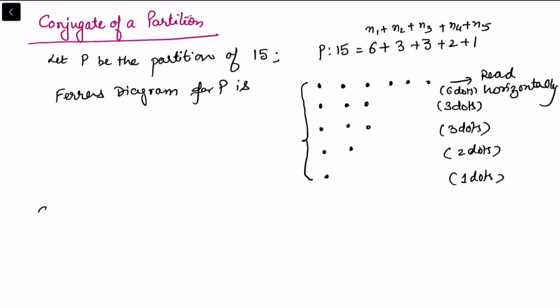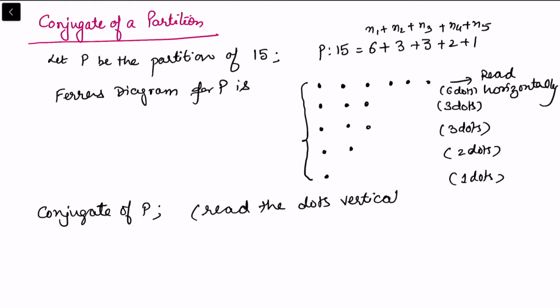So what do I mean by conjugate? The conjugate of P I will explain in the definition from this example only. The conjugate of P means that we read this diagram vertically. So now if I read the dots vertically, we will see what partition we get.